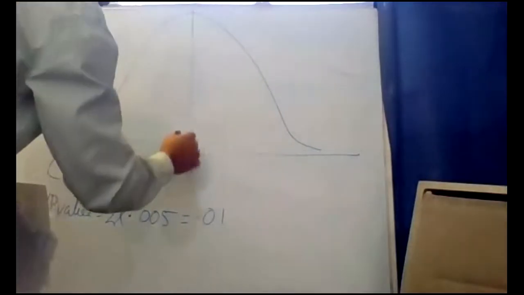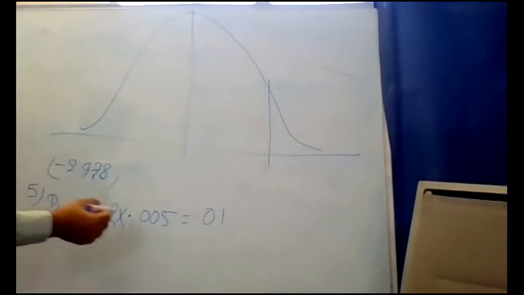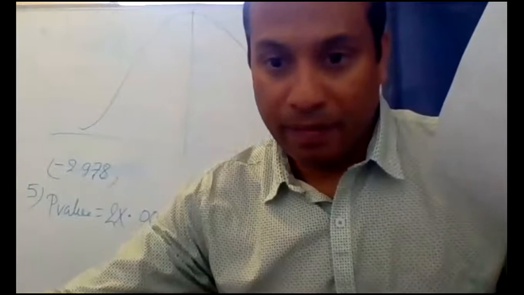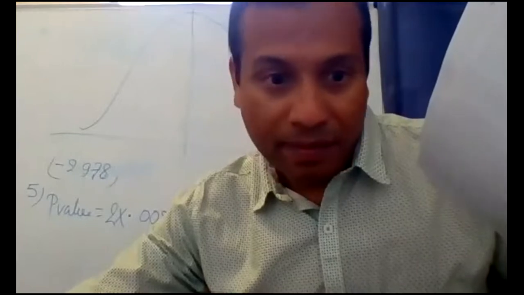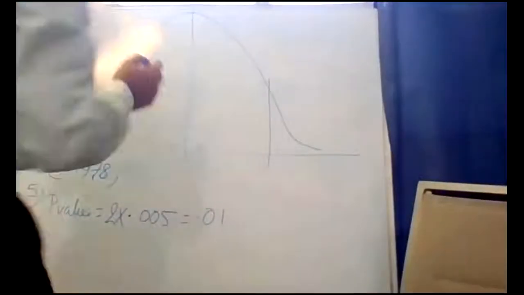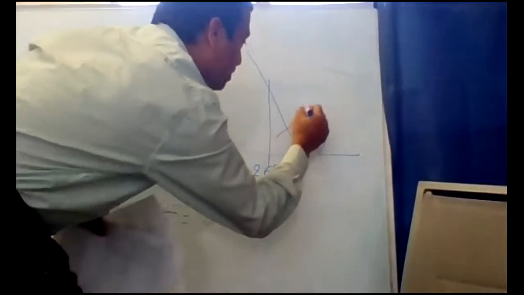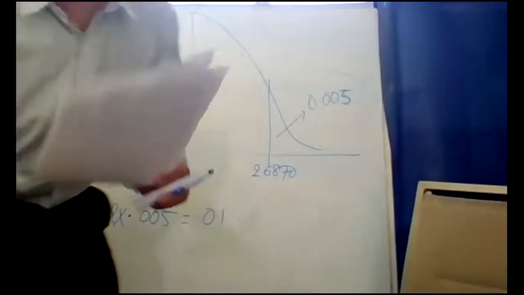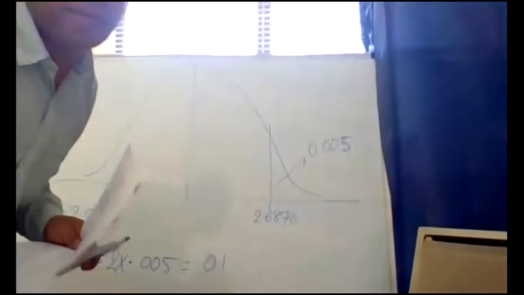What is the critical value coming? Our t value is 2.978. But look at the critical value at 0.005. 2.6870. Yes, very good. 2.6870. And that gives the area of 0.005. Try to understand, this step is very important. Let others understand. Okay.